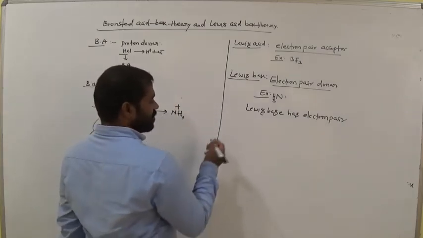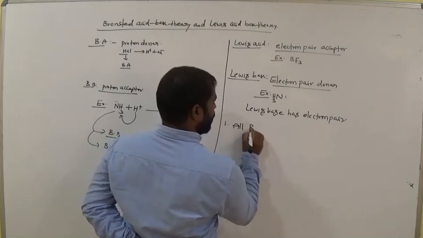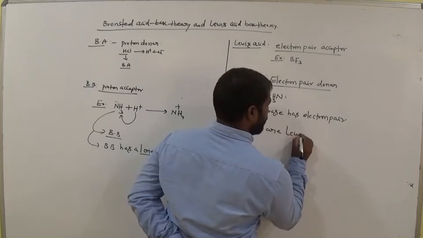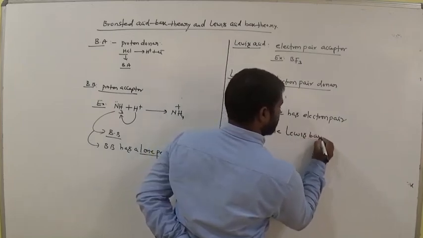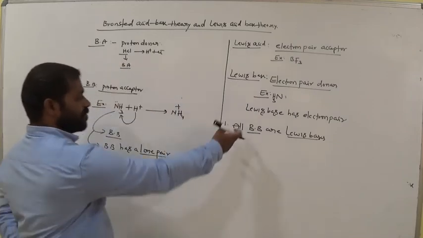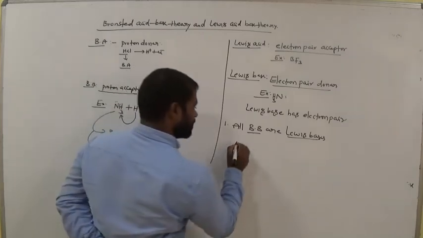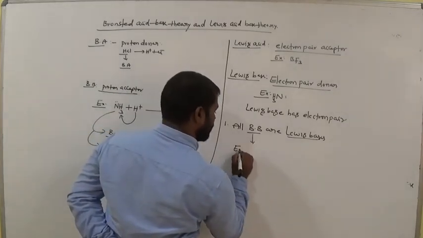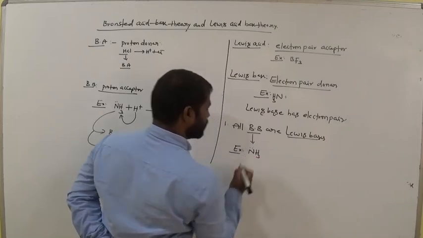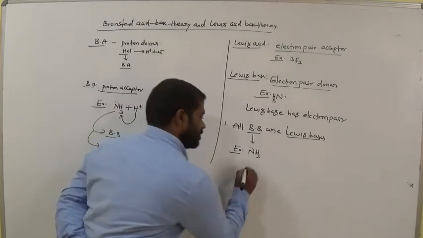Now my point is all Bronsted bases are Lewis bases. Give me one example of a Bronsted base: NH3. Bronsted base example NH3. It possesses a lone pair or not? Can it donate the electron pair or not?